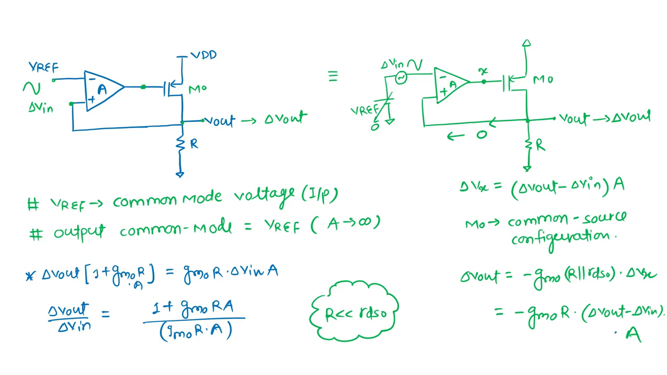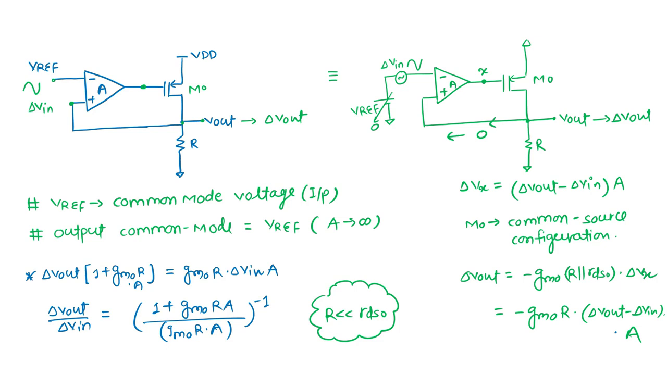The common source gain is minus GMR times Vx, which is nothing but del V out minus del V in times A. So it will go here as del V out by del V in. Okay, I think this should be reversed. I have written it incorrectly, so it should be reversed.